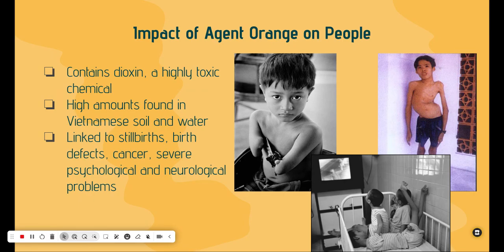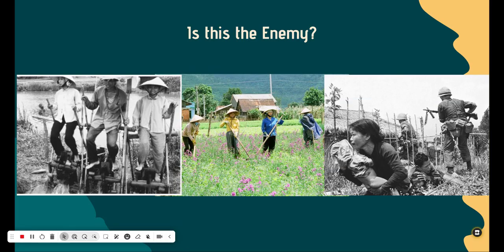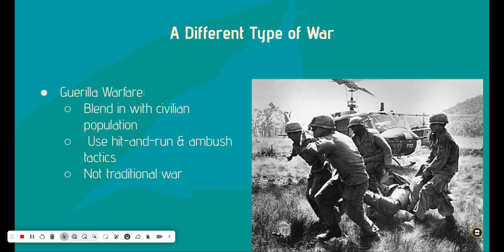So when you're looking at these methods and you think about our goals, do they help us achieve the goal? Why were they necessary? How does it relate to the issues that the US was facing when trying to fight in Vietnam?